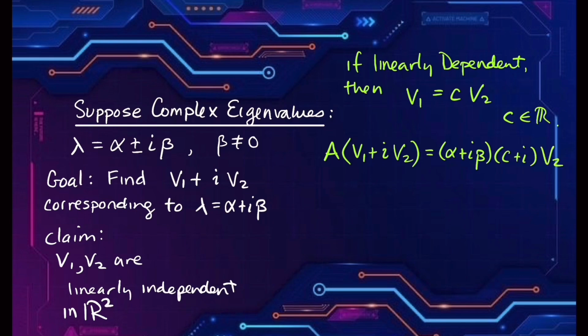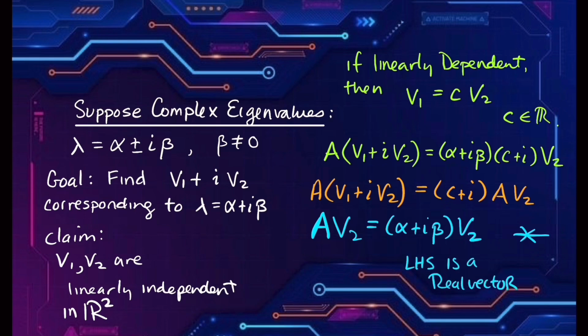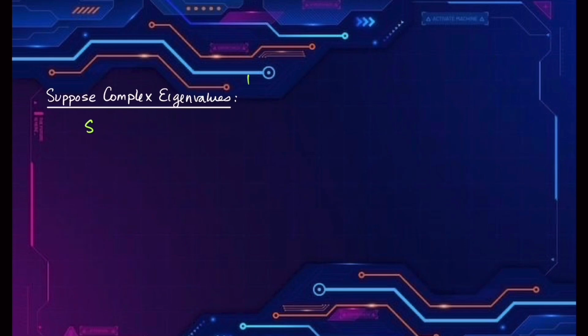Now going through the calculation to see what this would imply, A times (v1 plus i v2) gives us a real multiple C plus i times A v2. In other words, there's a contradiction. The left-hand side is a real vector, whereas the right-hand side is an imaginary vector. So therefore, v1 and v2 must be linearly independent.